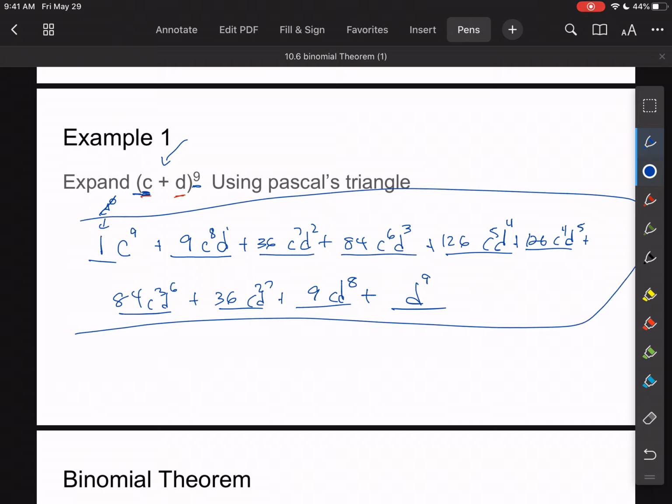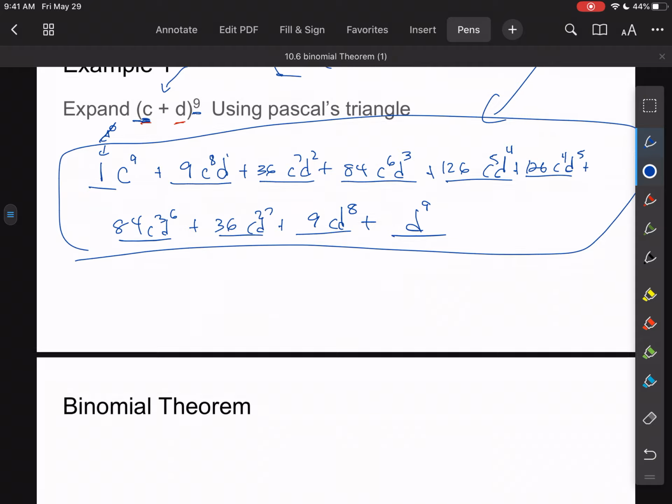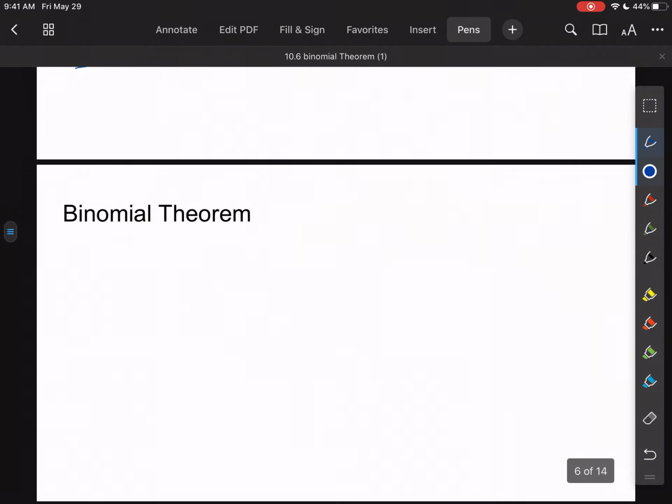That's like if you took C plus D and multiplied it by C plus D, C plus D, and you did that out 9 times and FOILed it all out, this is what you get. So this is a big shortcut to doing that kind of work. That's using the triangle. Now, on the test, you can use the triangle to check your answer, but I'm going to be looking for your work. So I'm going to teach you the binomial theorem, which is how this pattern is built.